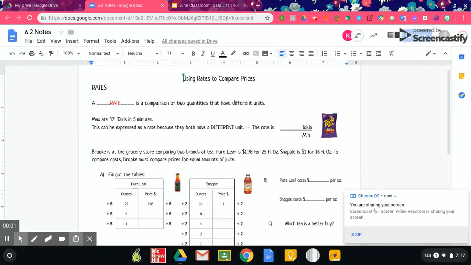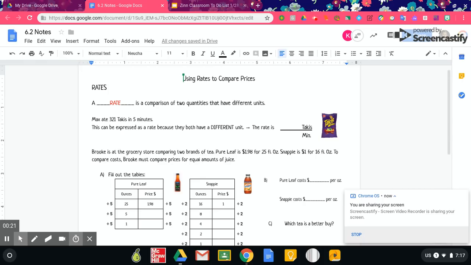These notes cover rate and unit rate. We're going to start at the top. In the fill in the blank, it says a rate is a comparison of two quantities that have different units. And it's also a ratio, which is what you've been doing the past 2 days. So it's comparing two things. The only difference between a rate and a ratio is that with a rate, your labels are different.